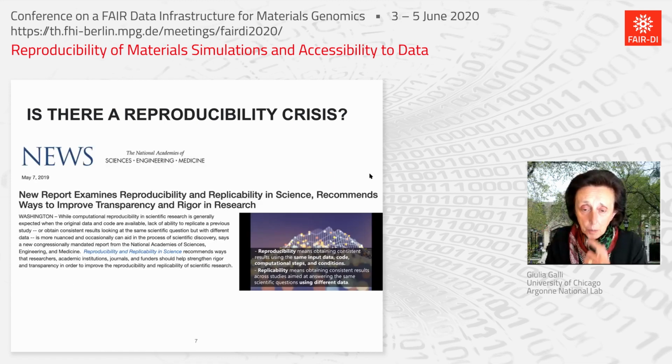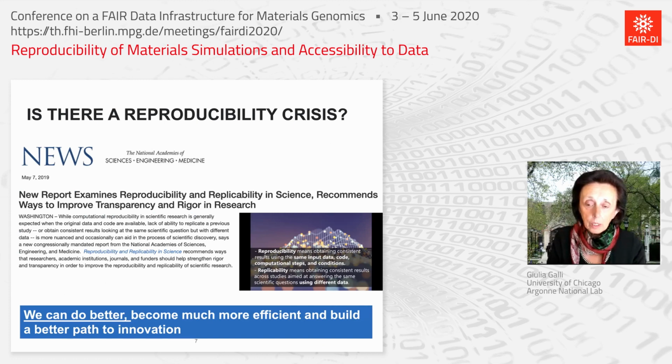This is a report that the National Academies of Sciences, Engineering, and Medicine put out there. The National Academies commissioned the report, and it became available exactly 1 year ago, where they examined reproducibility and replicability in science.